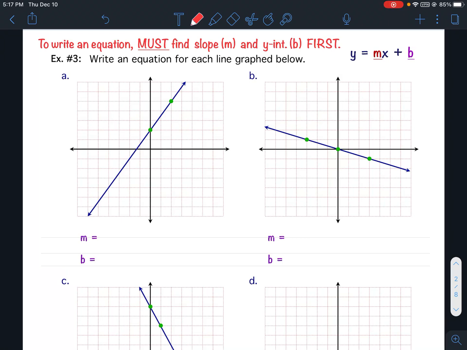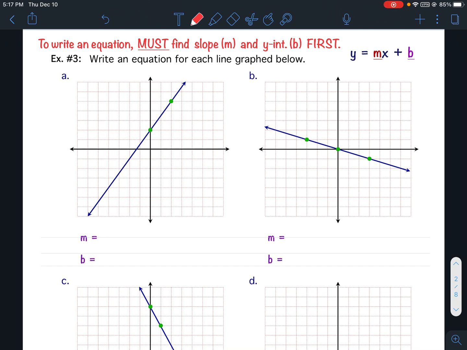Relating slope and y-intercept to linear equations, lesson 7 notes. Example number 3. I'll do A and B in one video and C and D in another video. So let's start with A. We're going to be taking these graphs and writing equations.